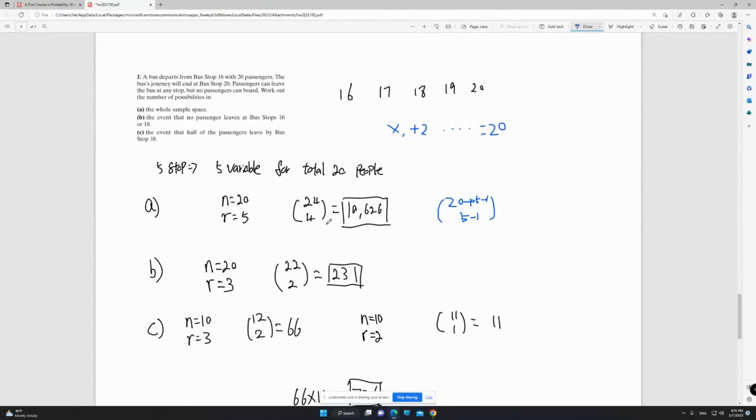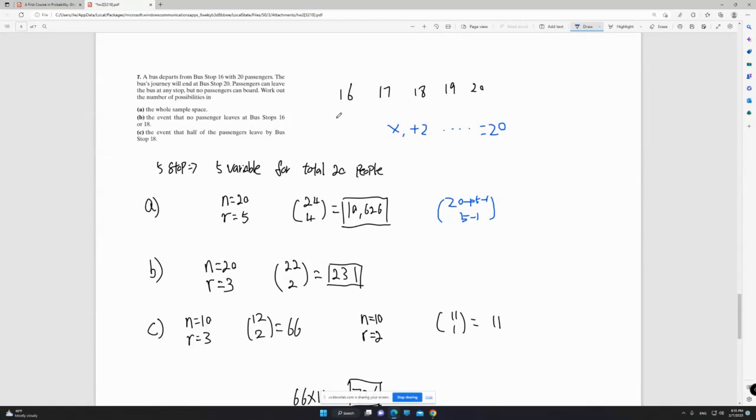Okay, great. I see. So this basically will assume the 16, 17, 18, 19, 20 stops. Then you're treating each stop as variable x1, x2, x3, up to x5. And then the passengers, 20. But it says the bus's journey will end at bus stop 20. Passengers can leave the bus at any stop. Oh, okay. So that means that any variable can be 0. Yeah. x1, x2, right? Any variable can be 0, but it just adds up to be 20.